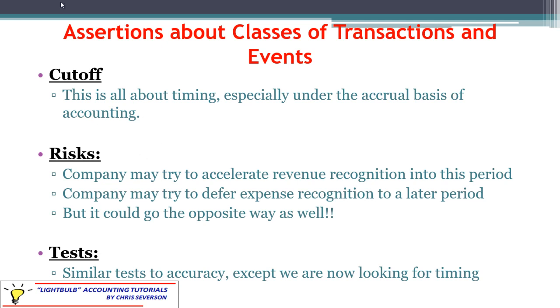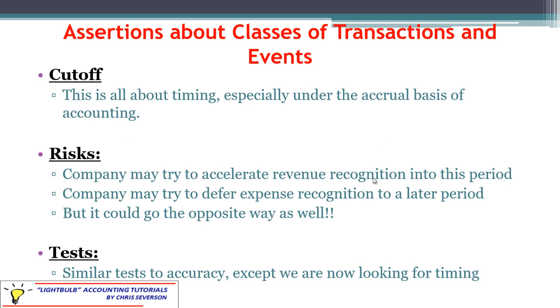So there are a few risks, but even with these risks, you want to make sure it's in the proper period. Whether that helps the company or hurts the company doesn't matter. You want to make sure it's in the proper period. So the general risk is that a company may try to accelerate revenue recognition, put it in an earlier period, capture it early to help them out now instead of later.